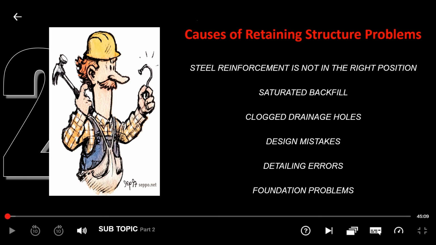Fifth, detailing errors. Details not conforming to the design must be avoided. A big source of problems is reinforcement placement. For example, steel rebar on the wrong side of the wall stem or insufficient extension into the wall stem. Lastly, foundation problems. Foundation problems usually happen when there is no ground investigation. Often, ground investigation is not provided, and the designer should be aware of any adverse condition.